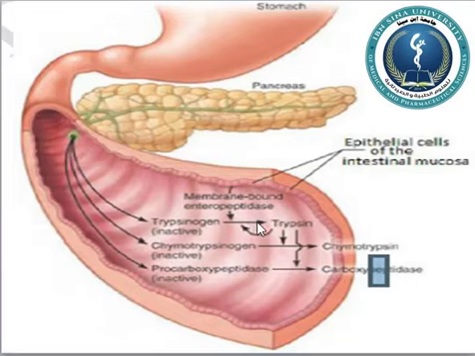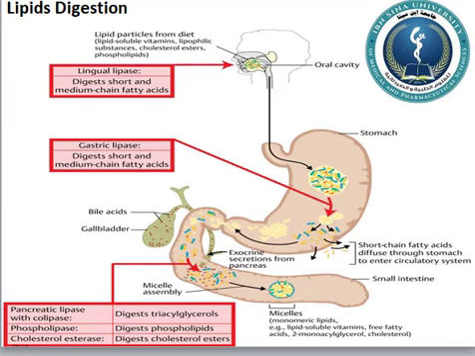Enteropeptidase first will activate the trypsinogen into trypsin. Then the trypsin itself will activate more trypsinogen into trypsin, and also will activate other inactive enzymes, which are chymotrypsinogen and procarboxypeptidase, into their active forms. And this will aid in complete digestion of the protein until it reaches the amino acids that will be absorbed through the epithelial cell into the blood.